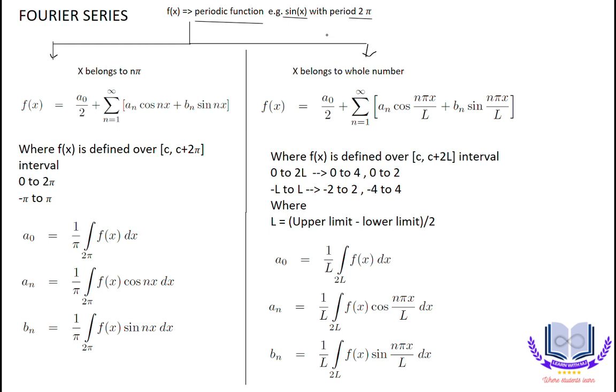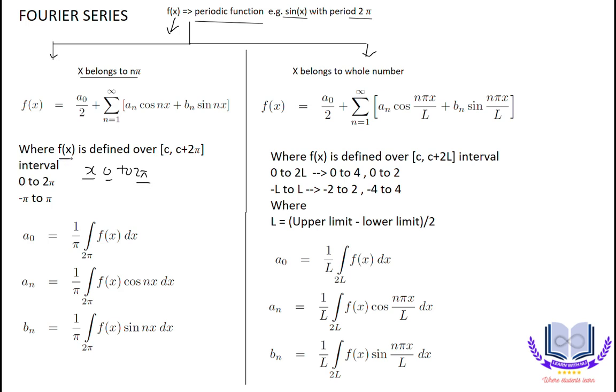So when we have to calculate the Fourier series, there are values of x on which the function is dependent. So there are two types of x values. First is x values which belong to n pi, and another one is the x value which belongs to the whole numbers. So when x belongs to n pi, suppose a question gives a limit of x from 0 to 2 pi.